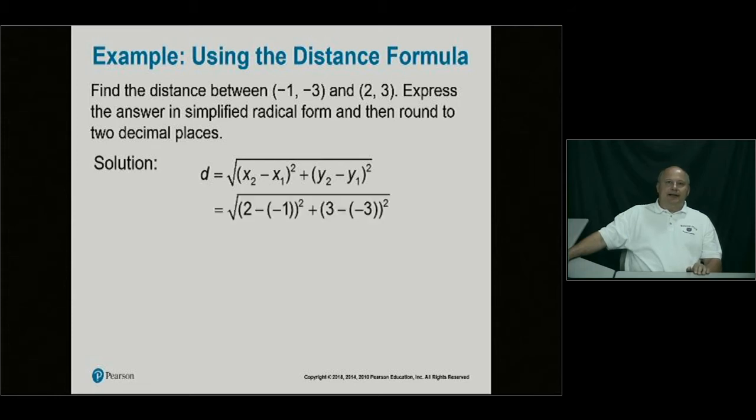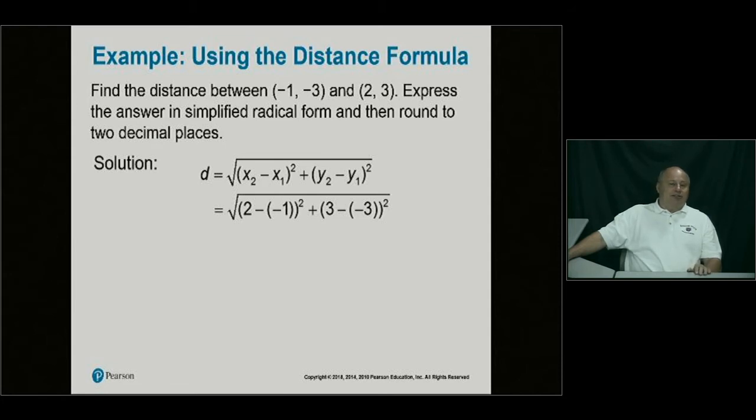So we put the numbers in. What are the x-coordinates? Well, the x-coordinates are 2 and negative 1. So (2 take away negative 1) squared, plus, now the difference of the y-coordinates, (3 take away negative 3) squared. So here comes the second challenge: can you manipulate numbers? You're like, oh yeah, sure I can.